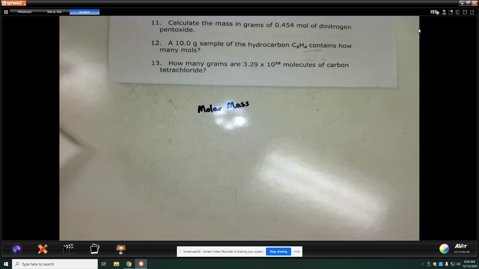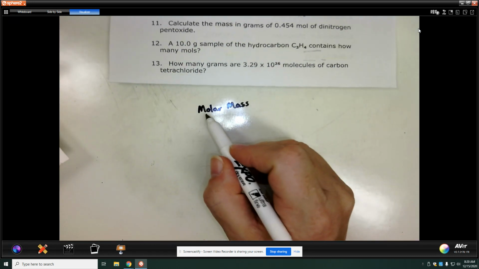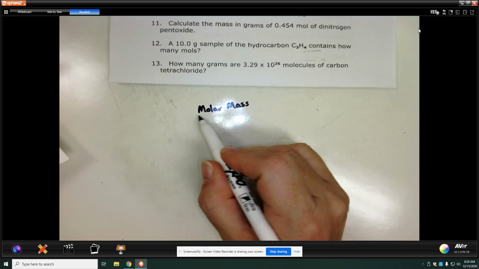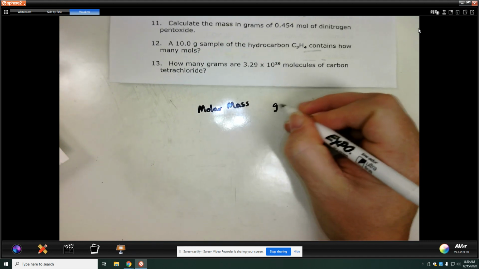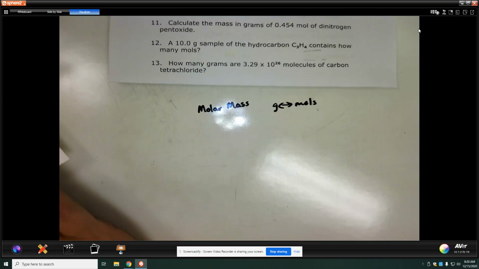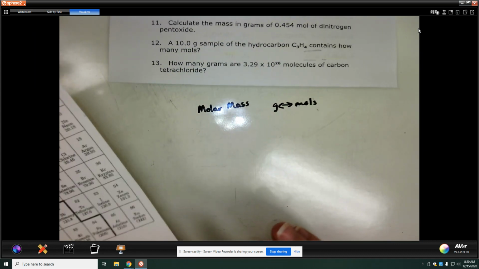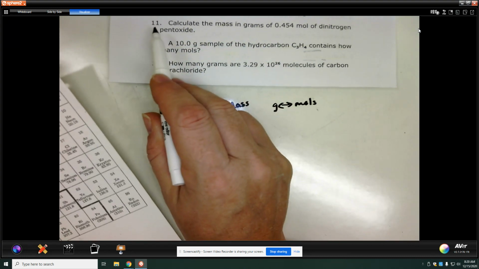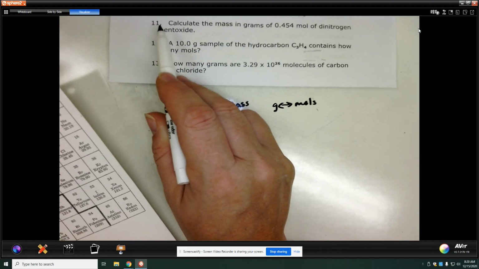This video is on calculations involving chemical formulas. One of the first ones that we started with in this unit was using molar mass to convert from grams to moles and moles to grams. And molar mass comes from the periodic table. So we're going to look here at question number 11 that I have up here at the top.